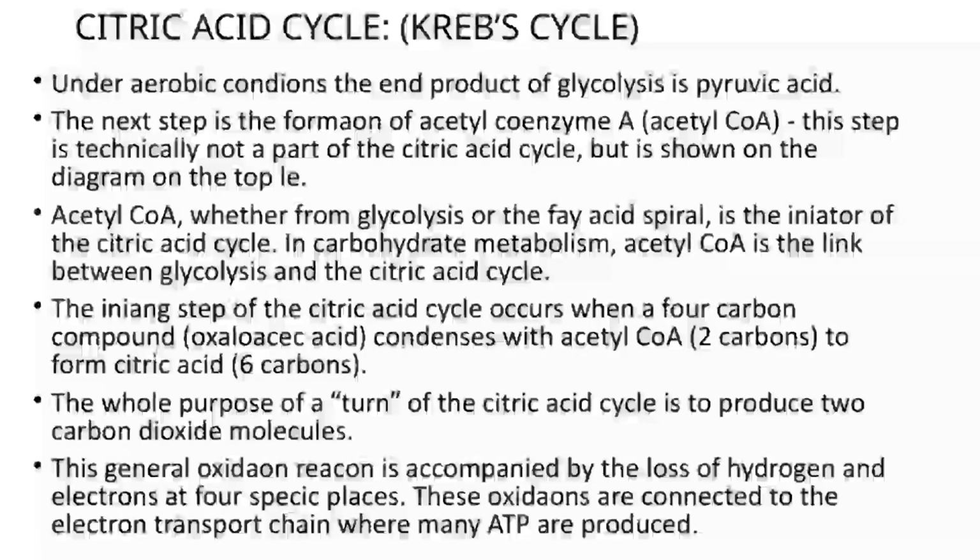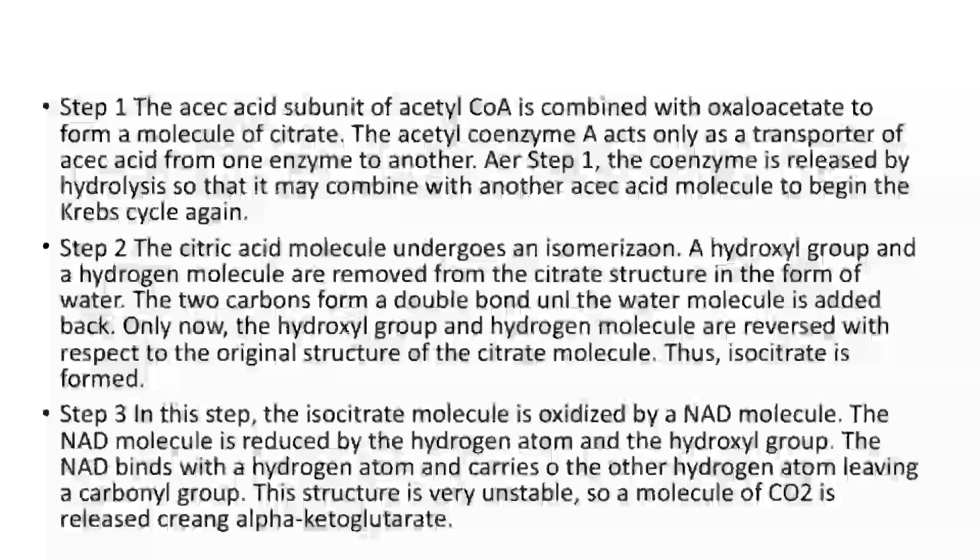Let's walk through the first step. The acetic acid part of acetyl-CoA combines with oxaloacetate to form citrate. Think of acetyl-CoA as a shuttle. Its main role here is to transport acetic acid from one enzyme to another. Once this transfer is complete, the CoA molecule is released through hydrolysis, freeing it up to pick up another acetic acid and restart the cycle. This process is crucial because it keeps the cycle moving smoothly.